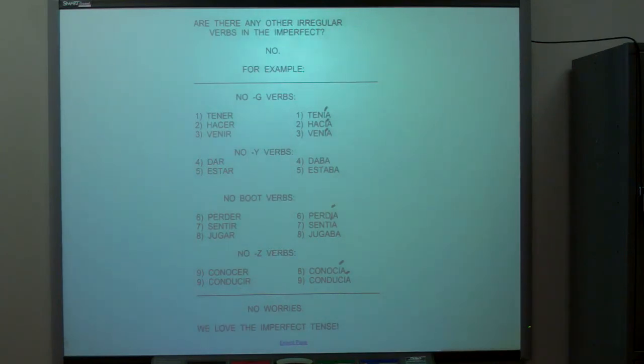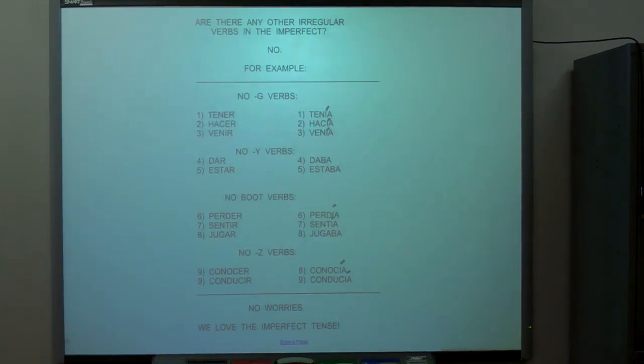What are the only two commonly used verbs that are tricky in the imperfect? One last time. Ser turns into era, ir turns into iba. We love imperfect tense because it's so easy to form.